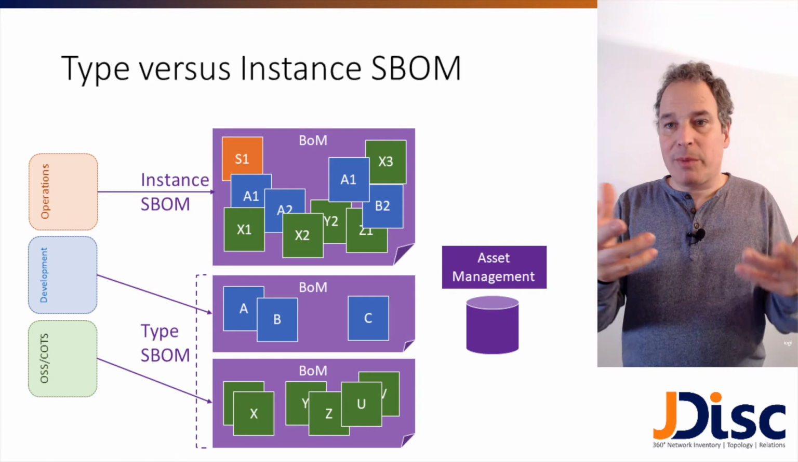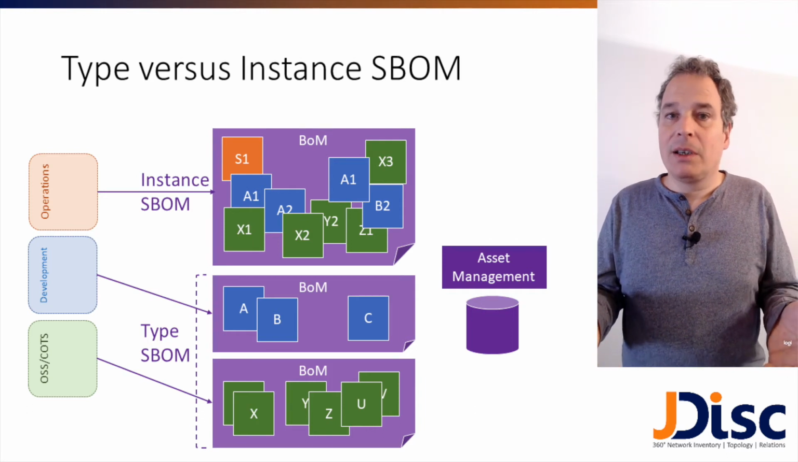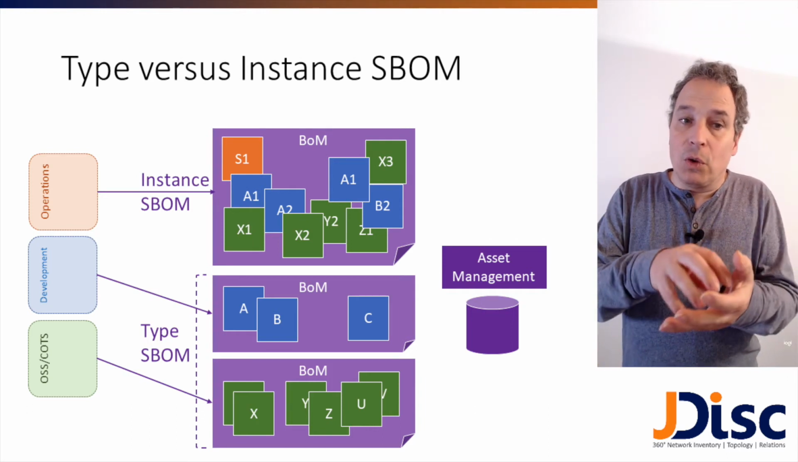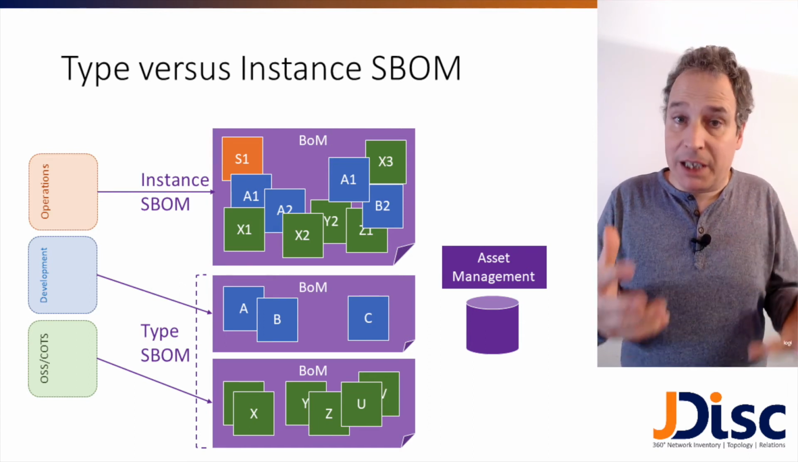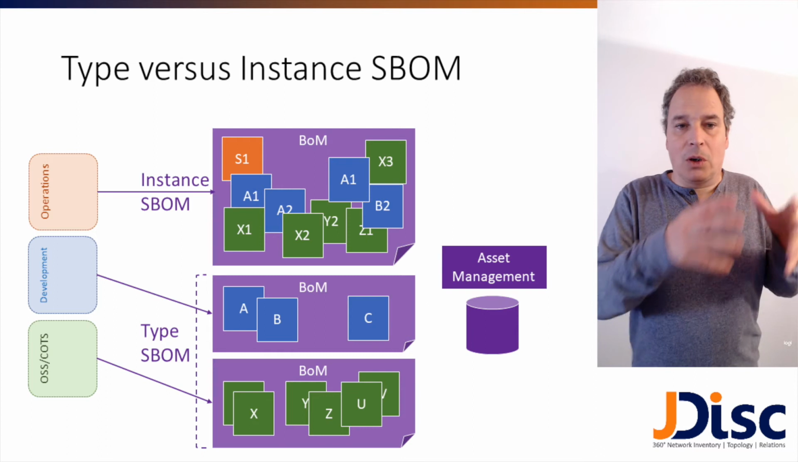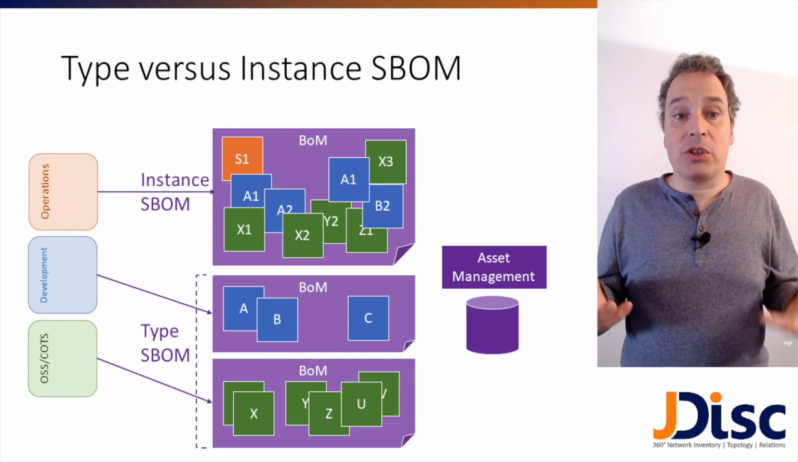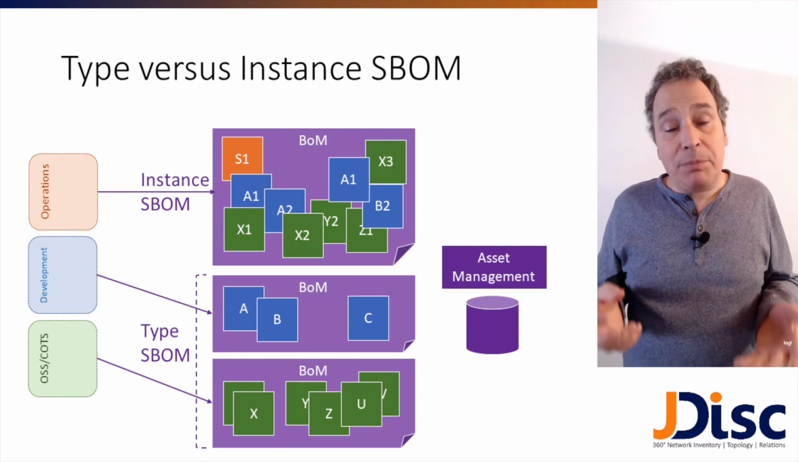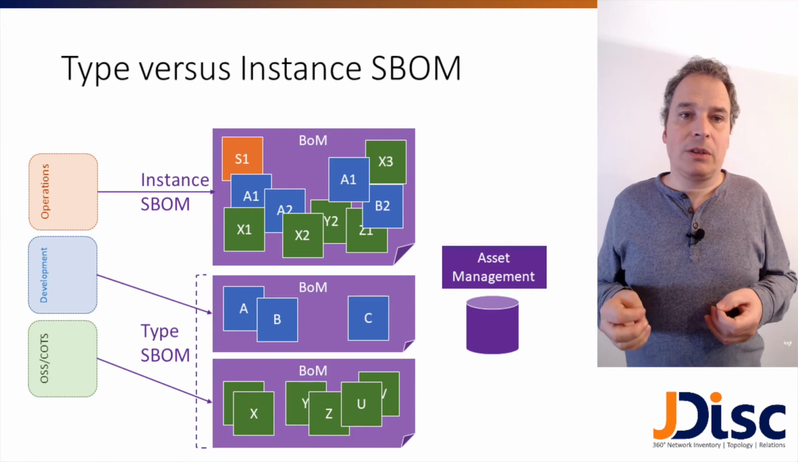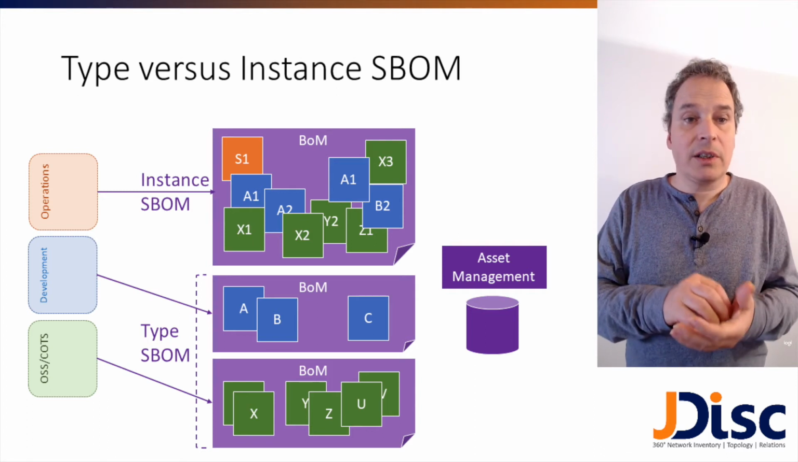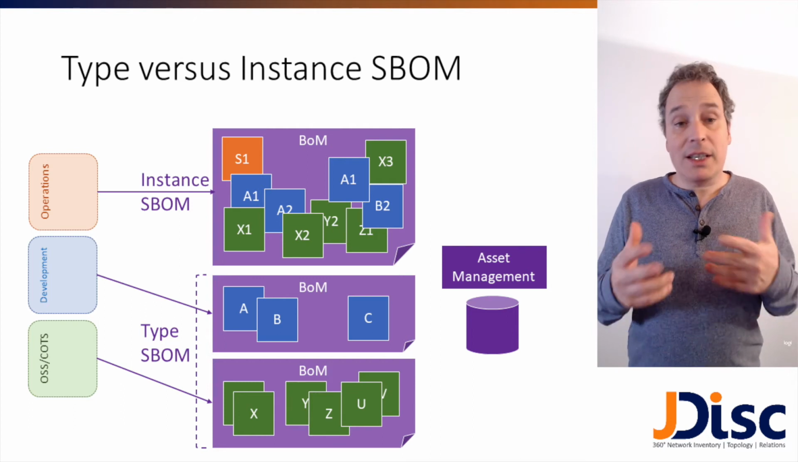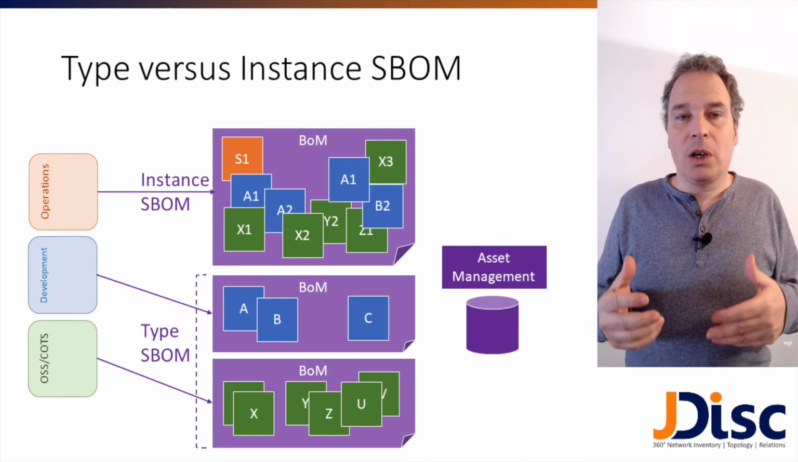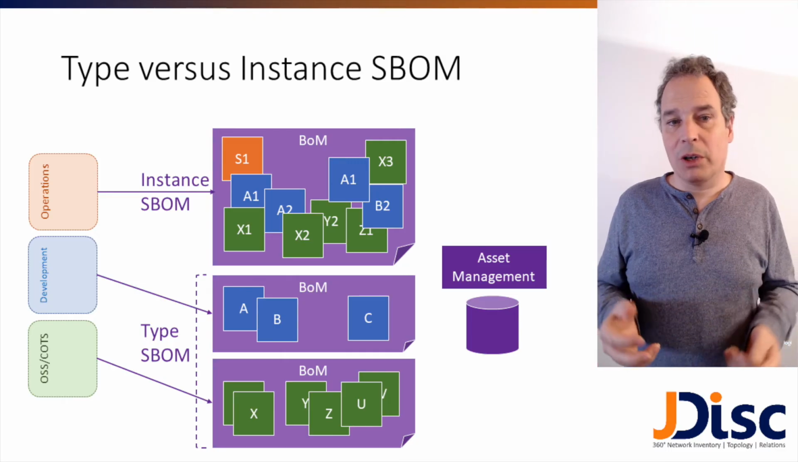So you have the same application running multiple times, and you still have your components that make up this application, but you have them on one or another system, so you know which system it is running on. You might be interested in both pieces of information: the composition itself, as well as where this component is running. And your asset management can provide you with both on all levels.